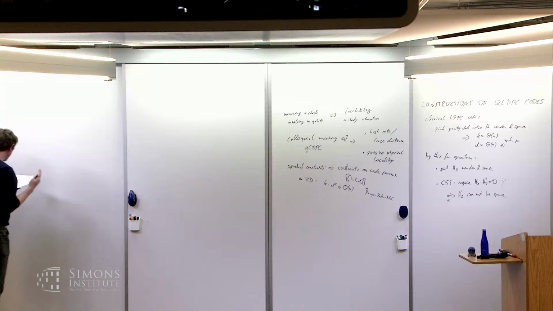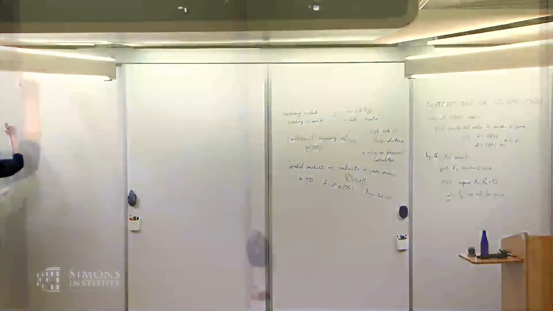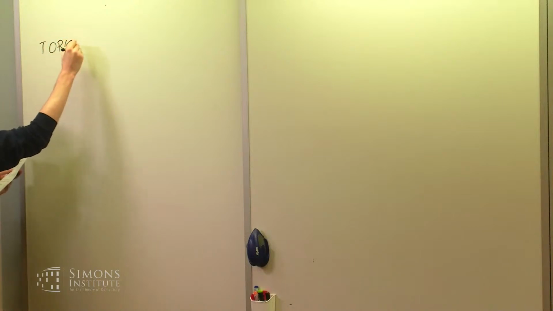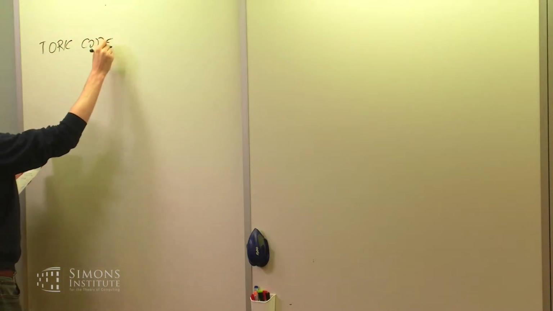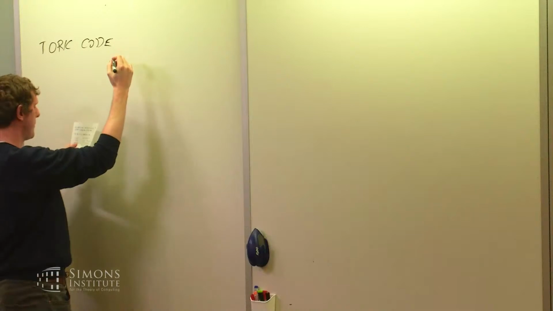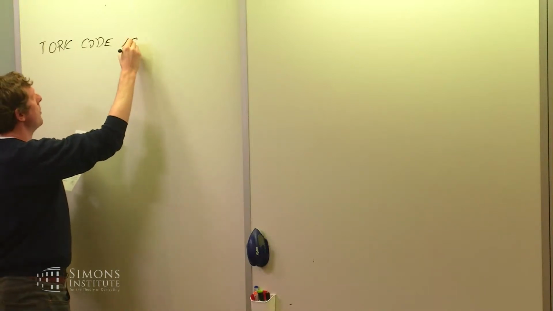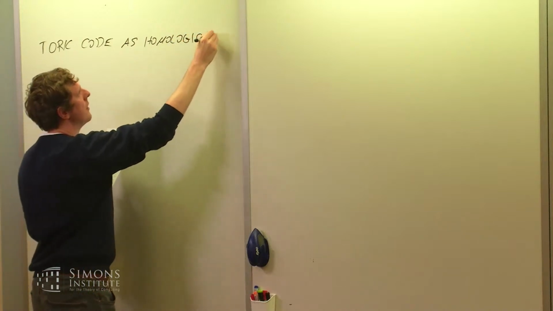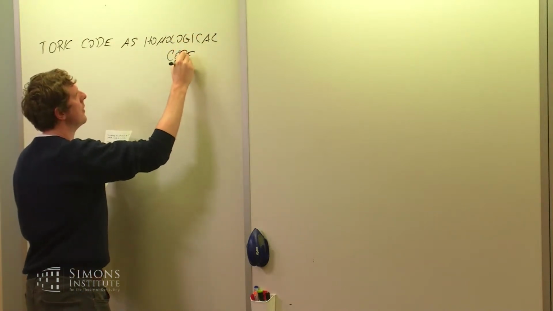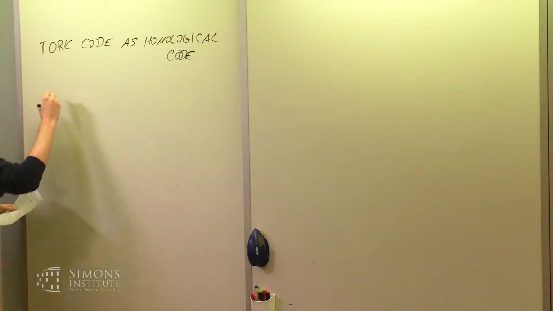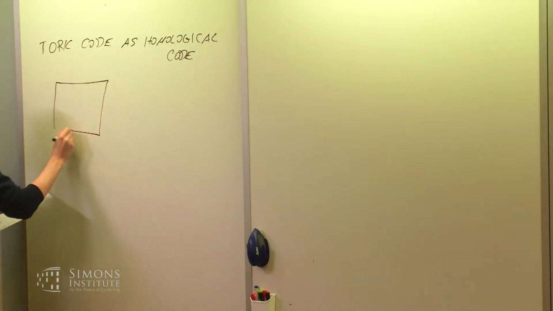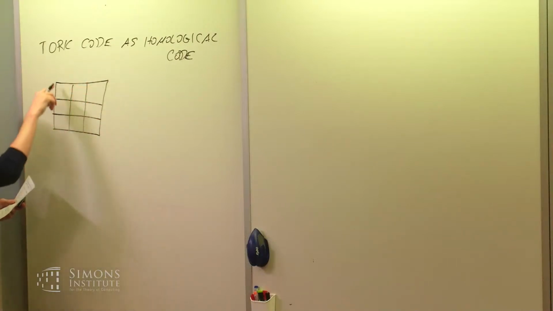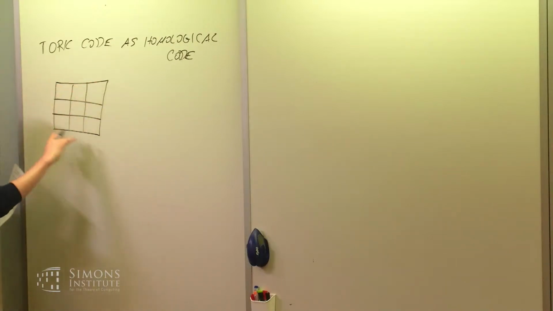But let me start again with our nice toric code. And I'm happy that John hyped you up. I will have to explain it as a homological code, or as an example of a homological code. And just to remind you again, we have some square lattice on a torus. So we have these two sides identified and these two sides identified.